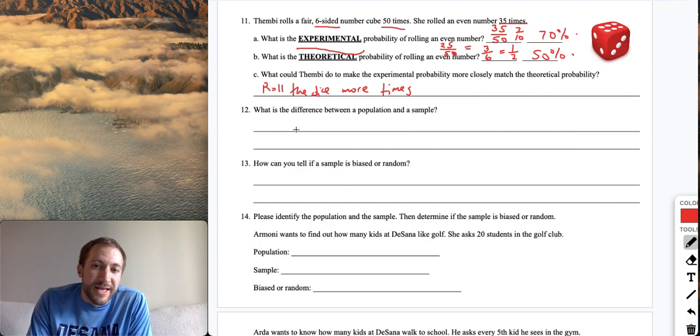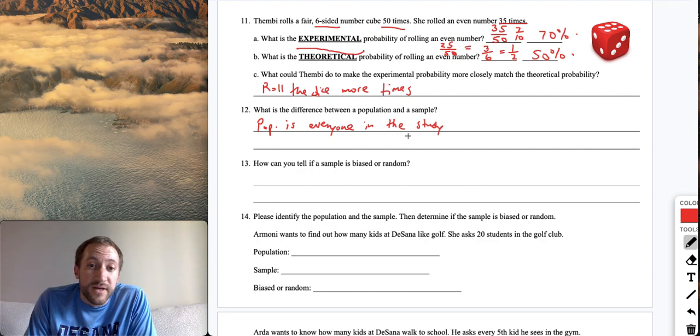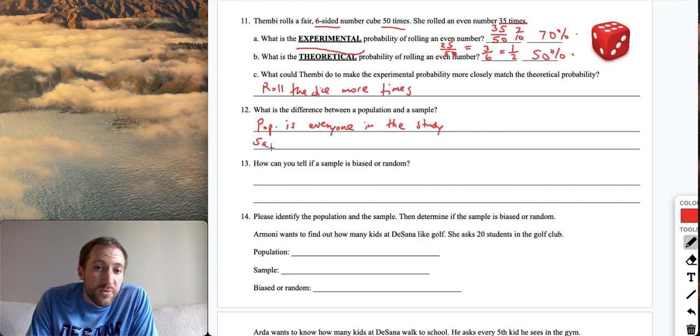What's the difference between a population and a sample? A population is everyone involved, or I should say everyone in the study. So a lot of hours talking about finding how many kids at DeSana like certain things. If we were going to go and actually ask every single kid at DeSana, that would take forever. There's 1,500. So population is everyone. However, we're going to find the sample, which is part of the population. A sample is just part of the population.